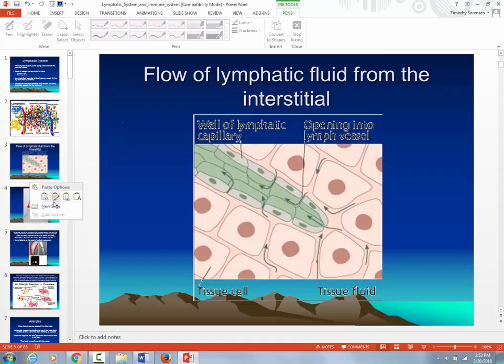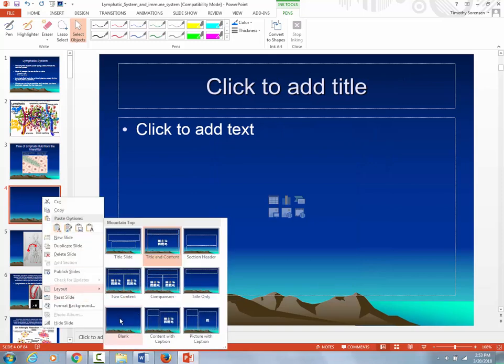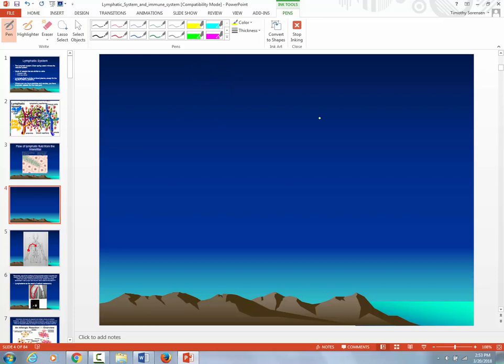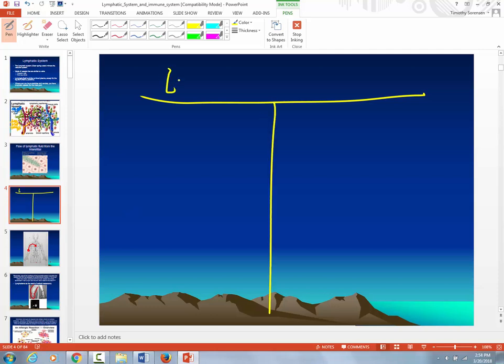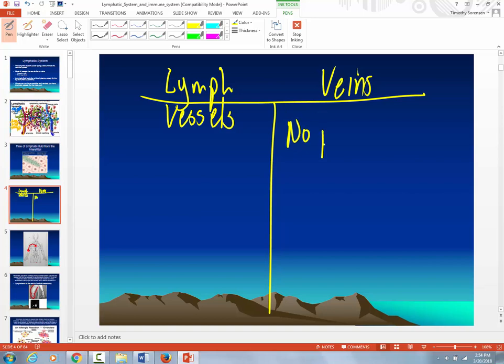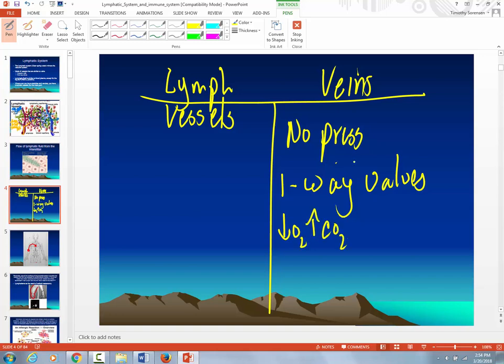So if you were to compare lymph vessels to arteries and veins, lymph vessels are more like what? Arteries or veins? Lymph vessels are more like veins, right? So tell me what you know about veins, systemic veins. They got one-way valves. What kind of blood is taken back to the heart? Blood that's low in oxygen and high in CO2, right? Back to the right heart.